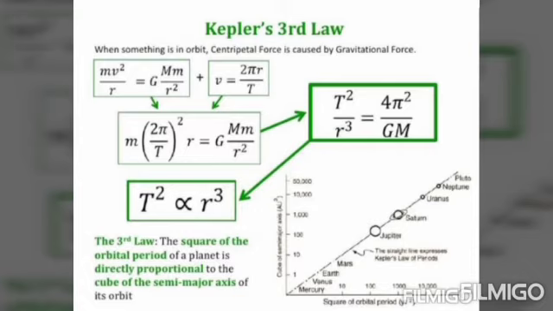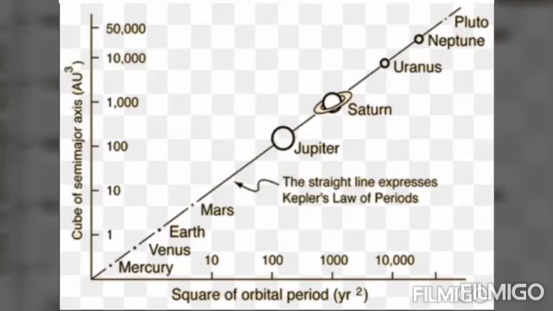That means the square of the period of revolution of any planet around the Sun is directly proportional to the cube of the mean distance of the planet from the Sun. This is the proof of Kepler's third law. The constant k is the same for all the planets in the solar system and has a value of 2.97 into 10 to the power minus 19 second square per meter cube.